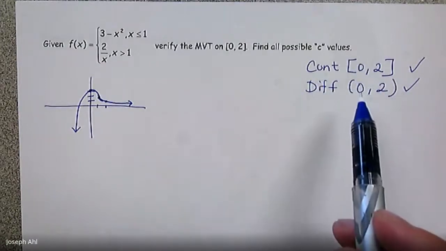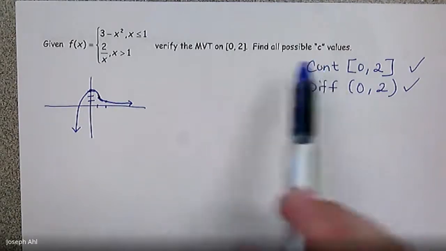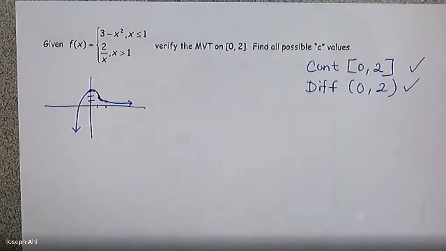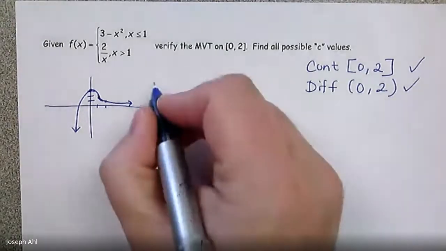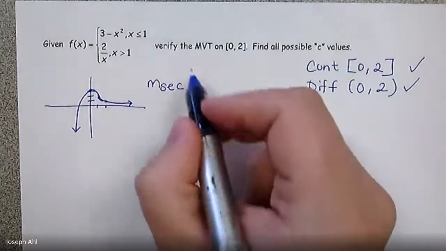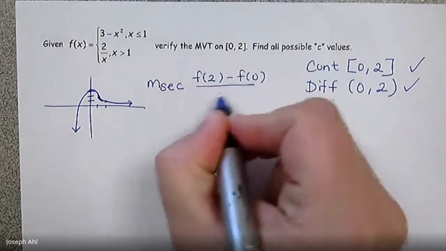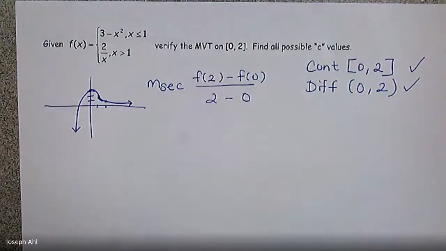And then now that I have that, we want to find all possible values of c that would hold these conditions, that the slope of the secant and the slope of the tangent are the same. So let's talk about what the slope of the secant is. To find the slope of the secant, it's going to be f of 2 minus f of 0 over 2 minus 0.